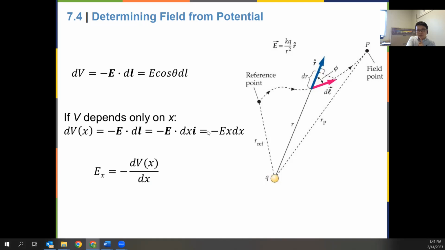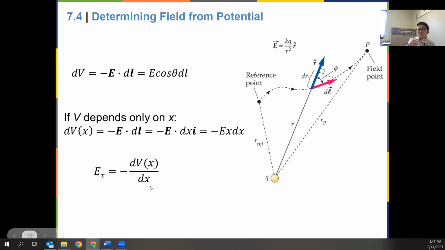So you can see dV in the x direction is minus E dot dl, which is minus E dot dx in the i direction. Okay, and if E is in the i direction, that becomes 1. So E dot i is the x component, E sub x, so this should be E sub x times dx instead of E times x. So then you can see E sub x, the x component of the electric field, will be minus the derivative of V as a function of x over dx. So you can calculate the x component of the electric field by taking the derivative of V with respect to x, with a minus sign.